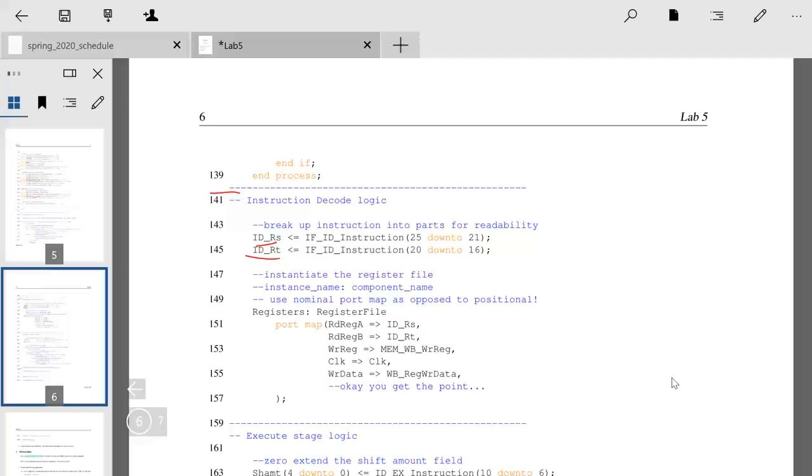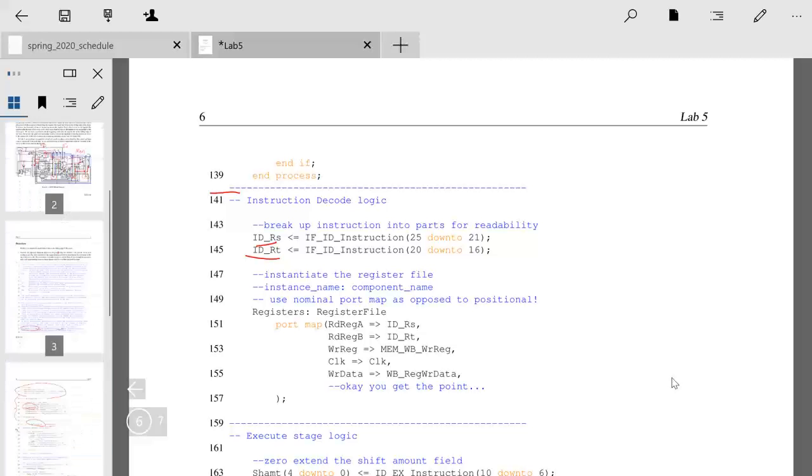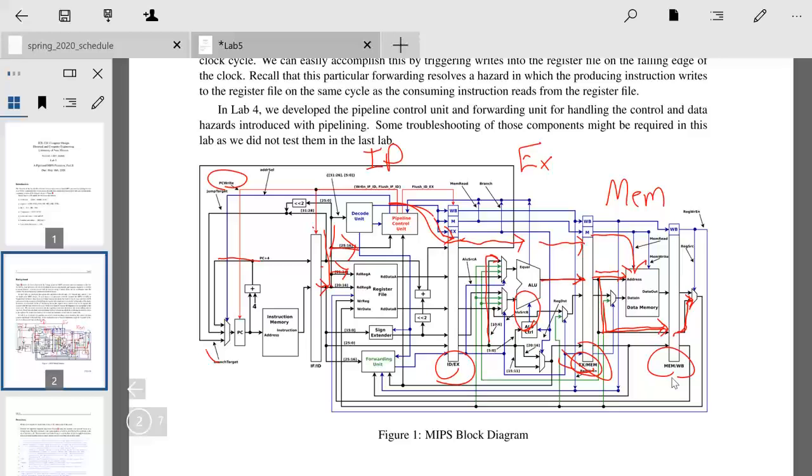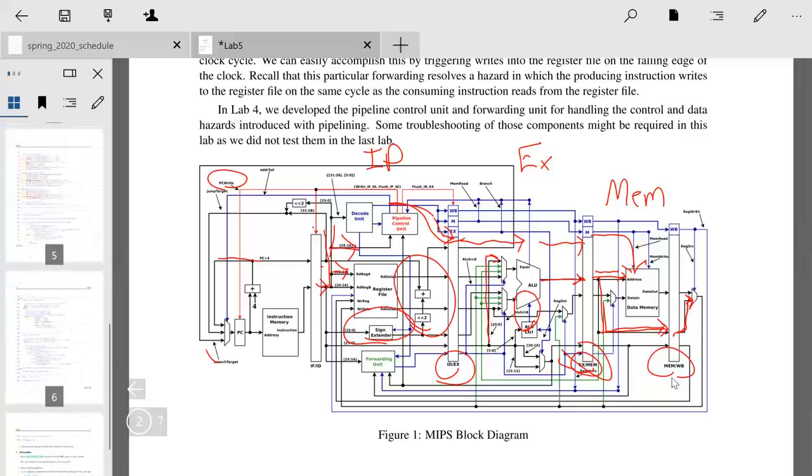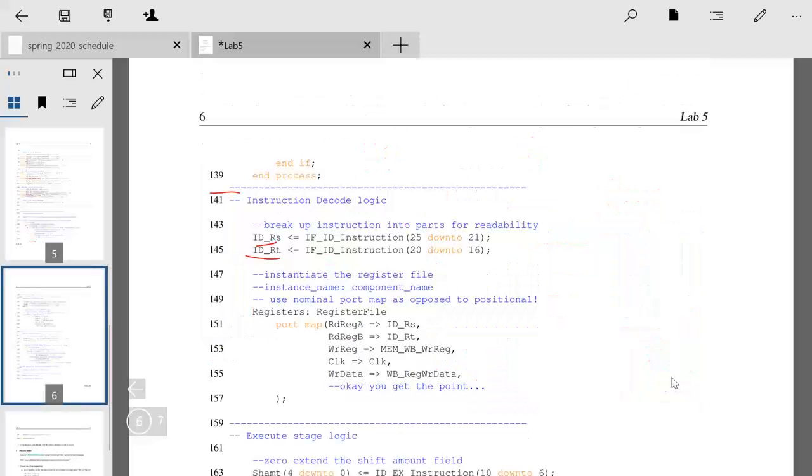And of course there's a lot missing here. We need to instantiate our register file. We have to instantiate our decode, and what else is in the decode stage? Let's see. Well, we're going to have our pipeline control unit. We're going to have our forwarding unit. You'll also describe the sign extension in this stage, and you'll calculate the branch target. So you'll do all that in this stage. So there's a lot missing here.